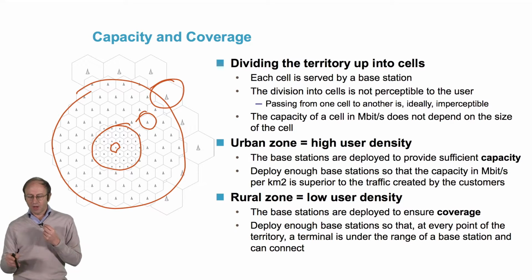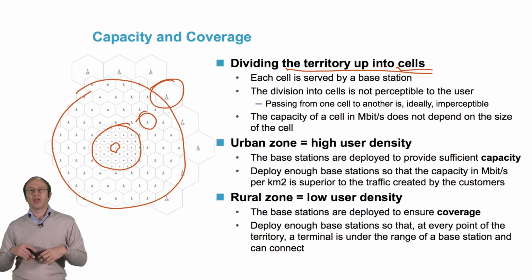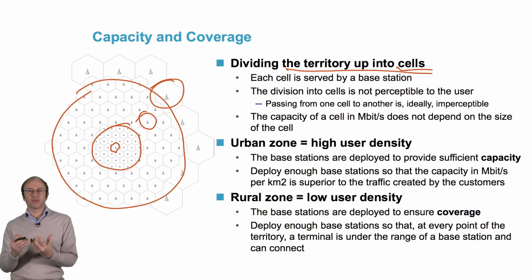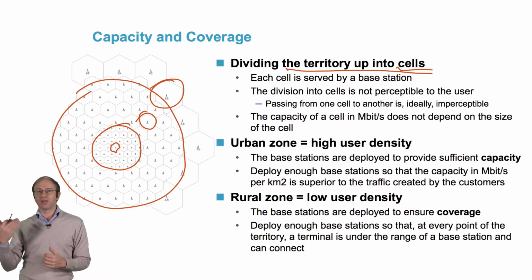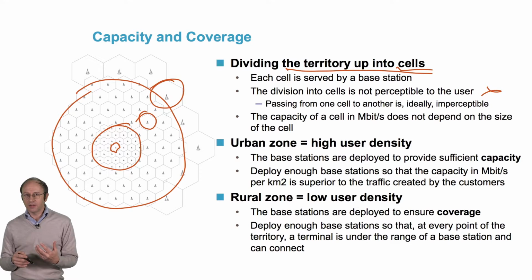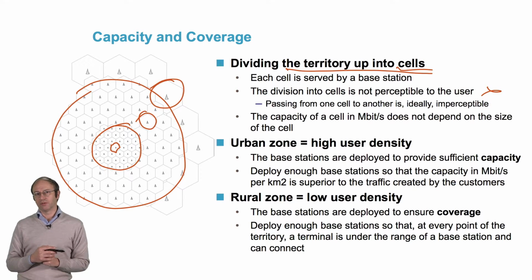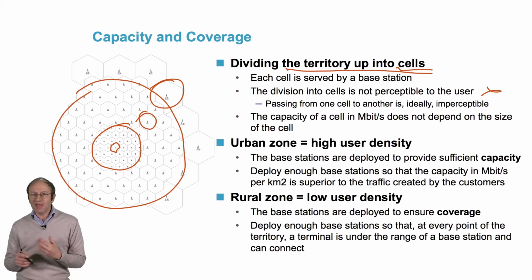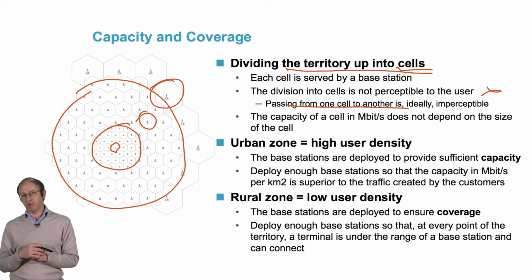The concept of cells consists of dividing the territory into cells, each one served by one base station. For people who access the network, their terminal transmits to the base station, and that signal is then sent into the network. Ideally, the division into cells is imperceptible to the user. That's the objective. Passing from one cell to another when the user moves should be completely invisible.